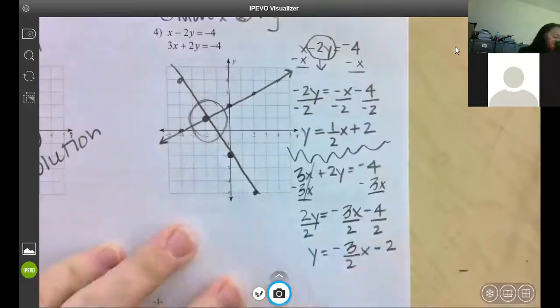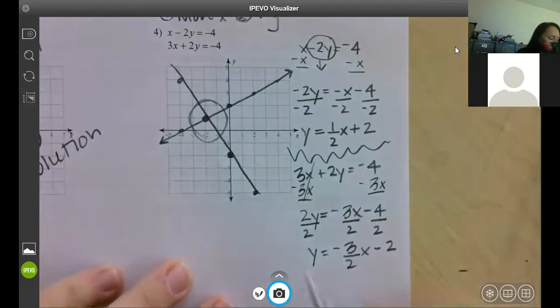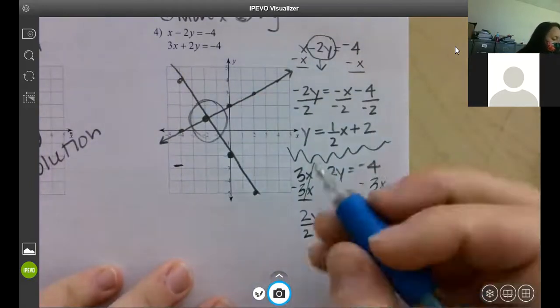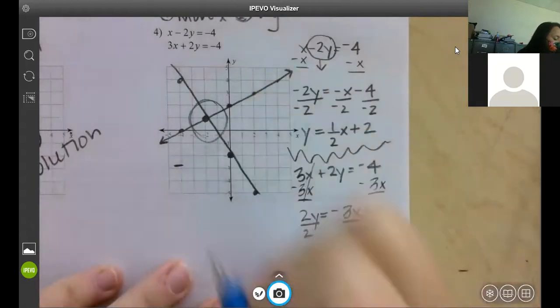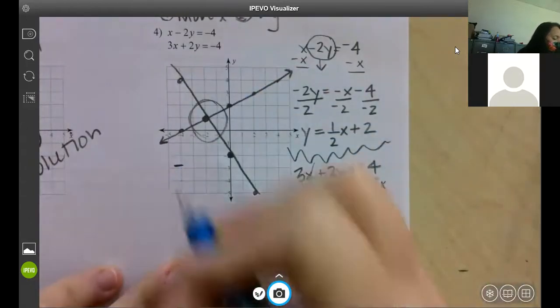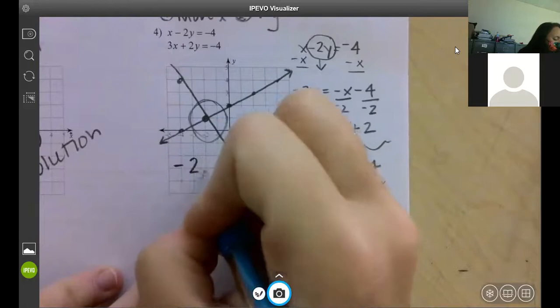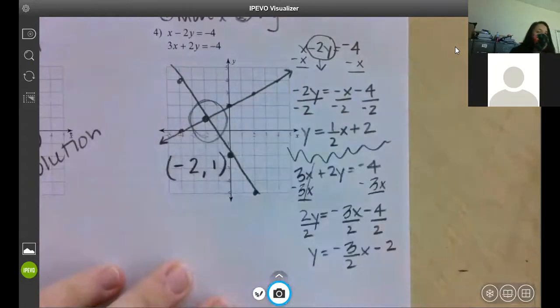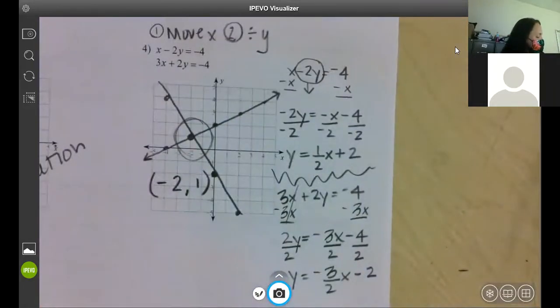And what is that coordinate right there? What is that coordinate? Not 2, but look at it. -2, 1. That's literally all you do. Okay, ready to go? All right.